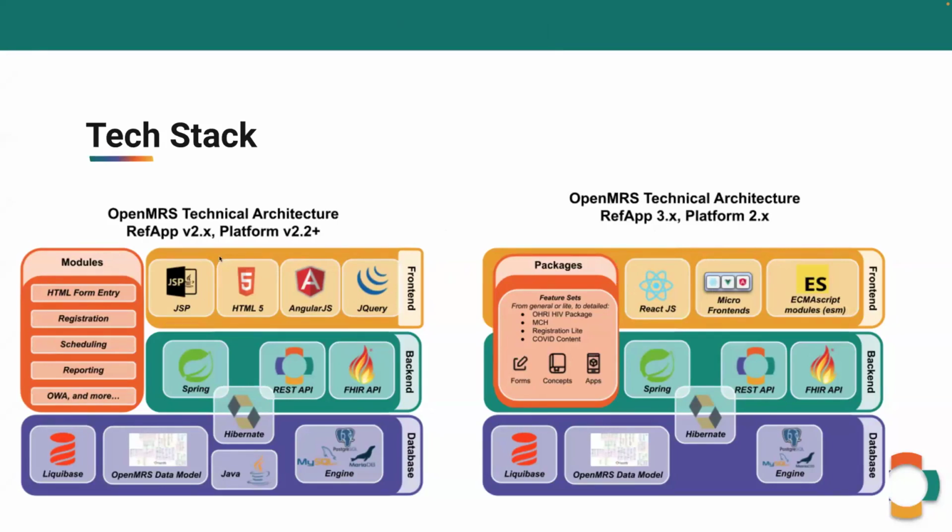Here in OpenMRS 2, you'll see where we're using JSPs, which became an outdated technology fairly quickly after 2012, as well as a few other components, whereas now we're much more focused on React.js with micro front-end frameworking, and particularly through ESM modules. Folks have been asking about databases. MySQL, Postgres, and MariaDB are all supported by the OpenMRS platform version 2 and above.